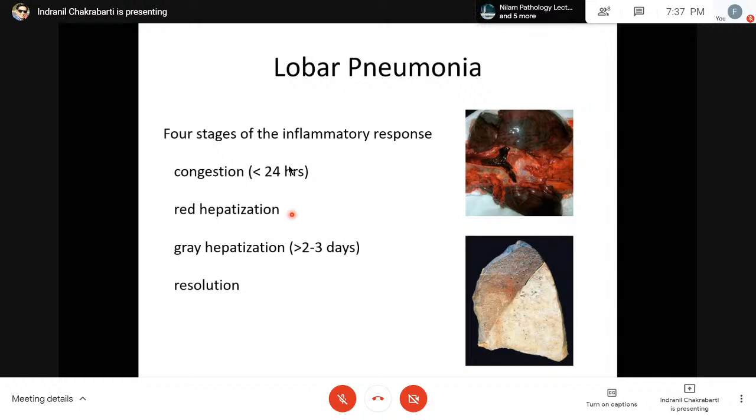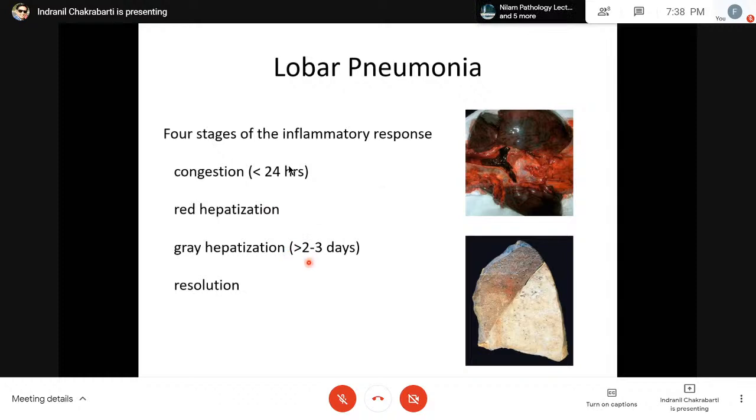But after one day, that is on the second and the third day, what happens is it develops red hepatization. The lung becomes red, firm, and airless. It looks like a liver, so we call it hepatization. And under the microscope, we can see massive confluent exudation. There is fluid along with the neutrophils, RBCs, and fibrin. They all fill the alveolar spaces. And this presence of RBCs gives them the red look. So we call it red hepatization.